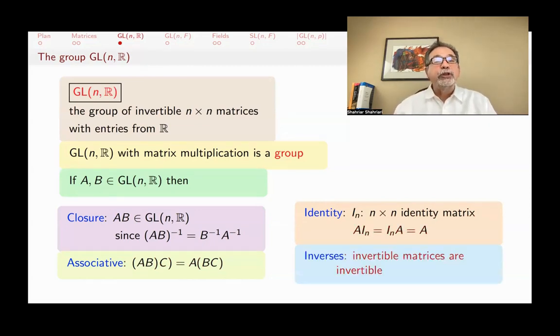And we have inverses because we only looked at invertible matrices. If they weren't invertible, we didn't put them in this collection. So that's what GL_n(R) is. That's an example of an infinite group. And it's not commutative, because AB is not necessarily the same as BA.